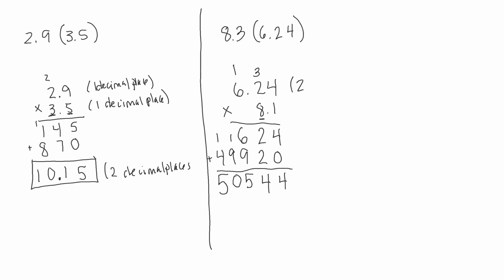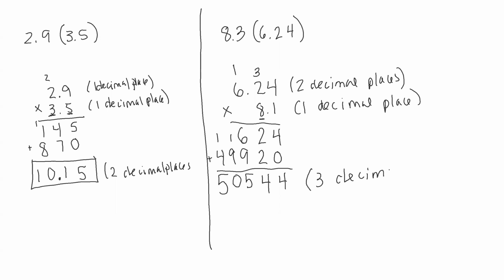Now I have 2 decimal places. I have 1 decimal place. That means I need 3 decimal places in my answer. So I go back 1, 2, 3. So I'm going to put my decimal between the 50 and the 544. And that would be your final answer.